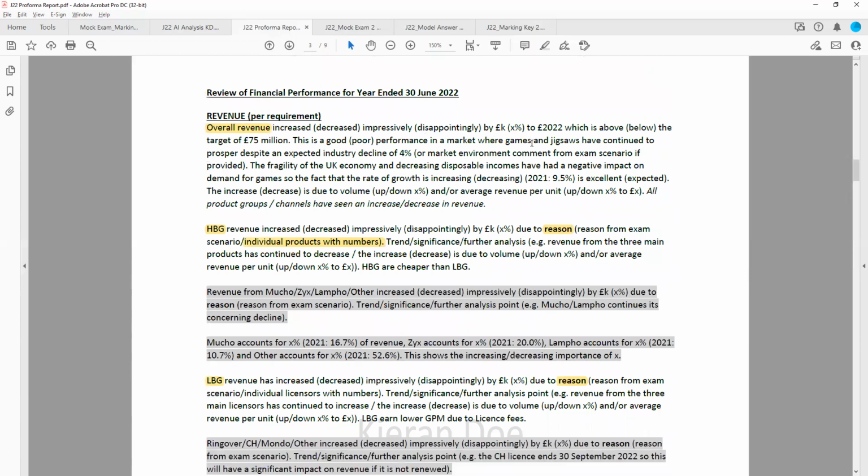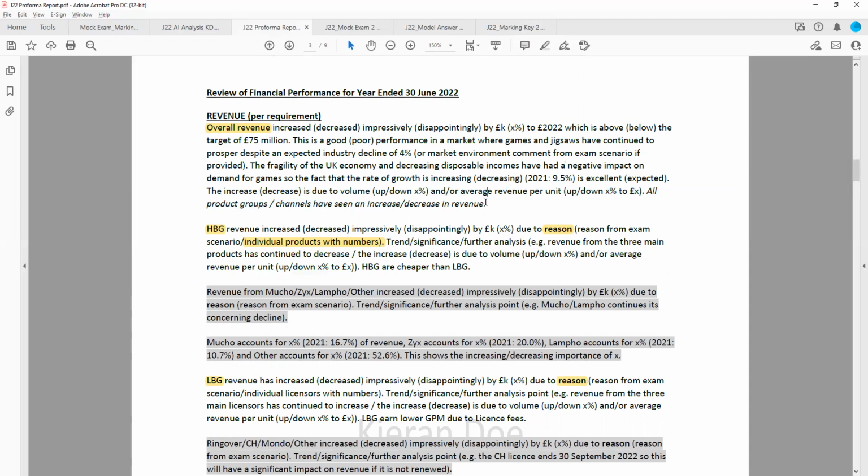So of course, with overall revenue, we'd give the headline number as well as a percentage increase. And then we're going to say, has it exceeded the target? Is it a good or poor performance in the context of the market? I mentioned the other context point about disposable incomes and the fragility of the UK economy, and compare the growth to the previous year, and then look at whether it's due to volume or whether it is due to price. So quite a bit of analysis there with overall revenue.